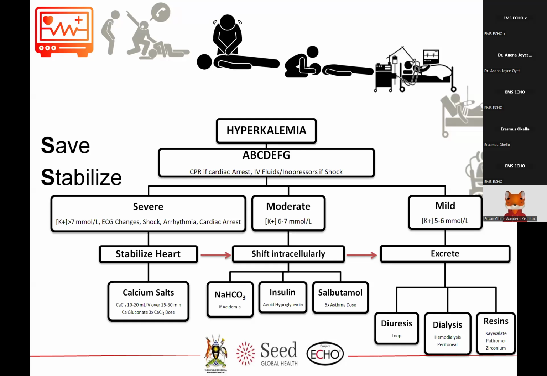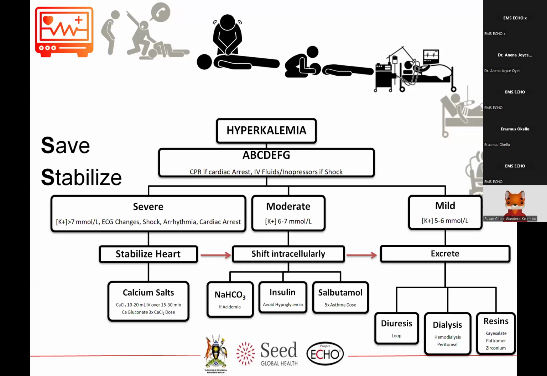Insulin is commonly used, and you want to give a good dose of insulin, about 0.1 units per kilogram of insulin, or 10 units per dose in adults. But we know that insulin causes hypoglycemia, so you want to avoid hypoglycemia because hypoglycemia kills. So you want to give insulin along with the glucose.